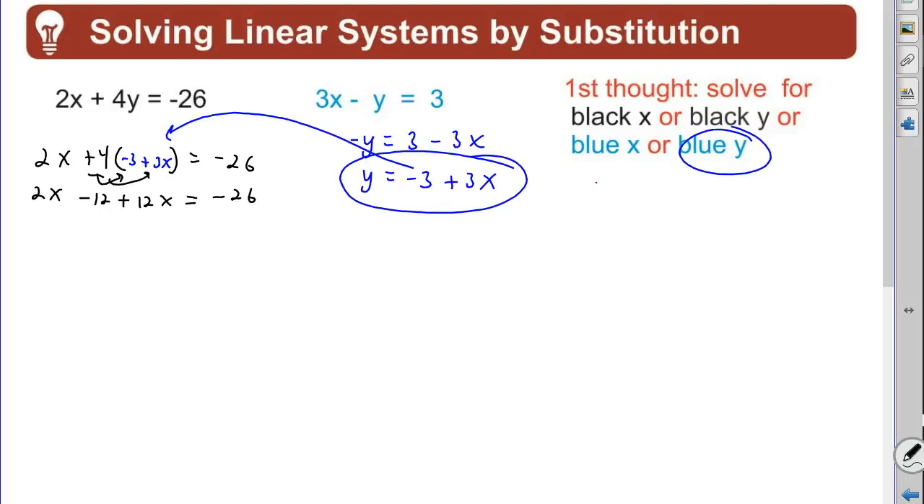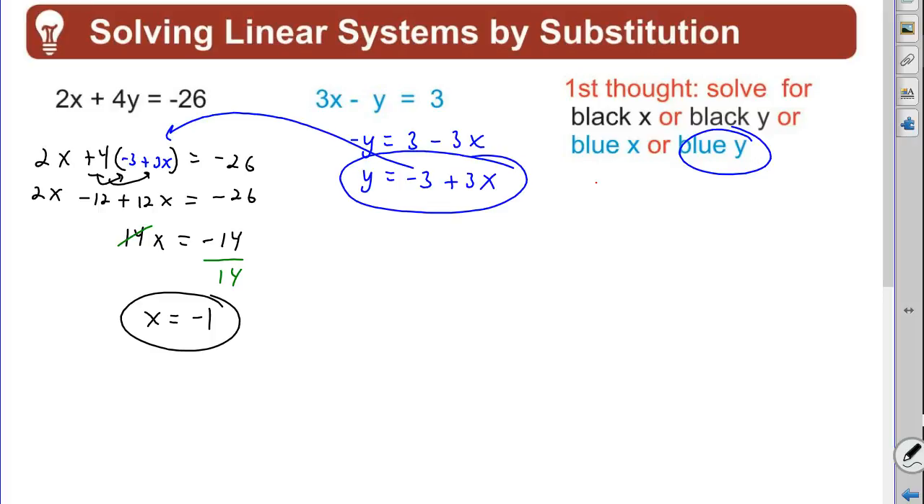Okay, so I can add like terms, and I can move the 12 by adding its opposite to both sides. So adding like terms, I get 14x. Adding a positive 12 to both sides, I get a negative 14. I can finish by dividing both sides by 14. And sure enough, we get an x value of negative 1. Okay, we're halfway there. We have found the x coordinate of the point of intersection for this system.